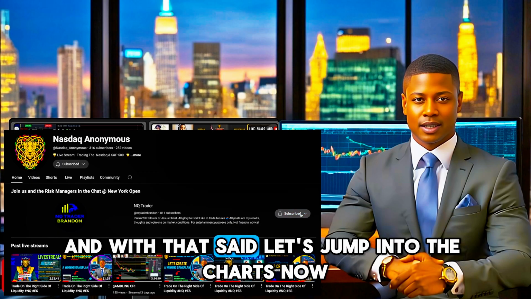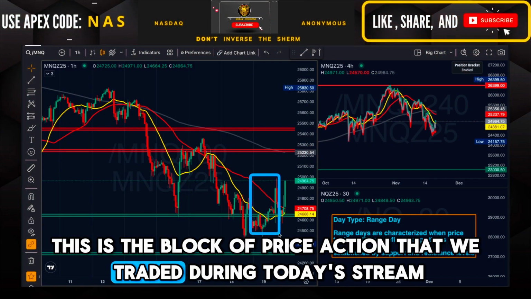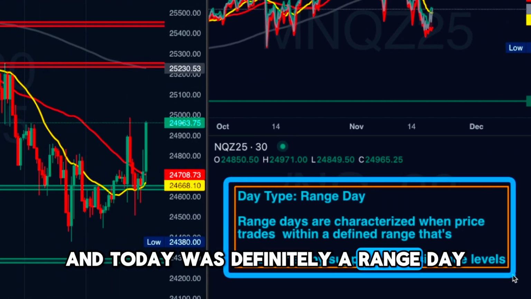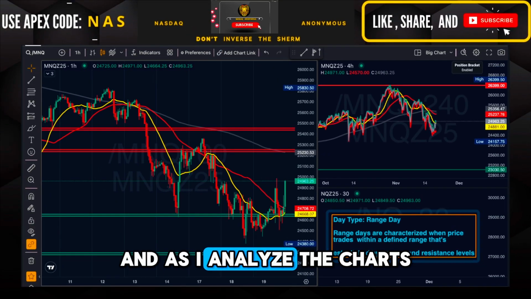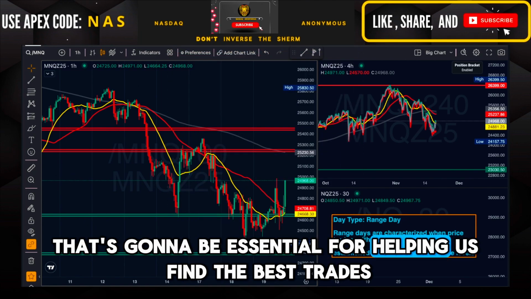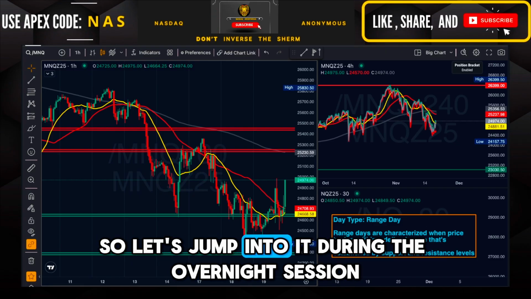And with that said, let's jump into the charts now. This is the block of price action that we traded during today's stream, and today was definitely a range day. And as I analyze the charts, I see about 3 clues that are going to be essential for helping us find the best trades going into tomorrow's stream. So let's jump into it.